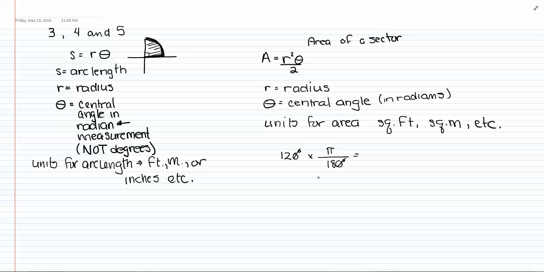You can cancel here. 3 goes in there. Actually, 6 goes in there 2 times. 6 goes in there 3 times. So that's 2 pi over 3. That's the angle in radians that you're going to be using in these two formulas.